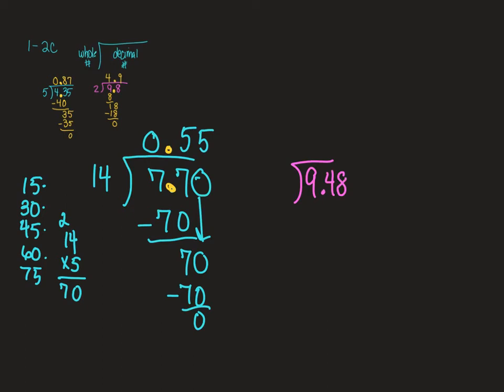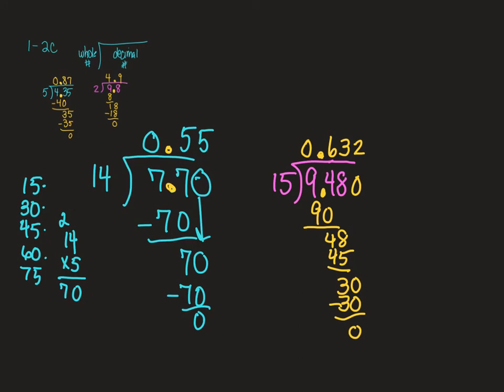All right, so you try this question. 9.48 divided by 15. And see what you get. Push pause, work it out, hit play, and see if you're right. And so here's our answer, 0.632. I did have to add one extra 0 in order to make it finally end. And I have my decimals lined up. Look and see if your division looks like mine.